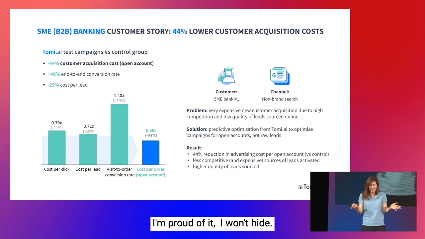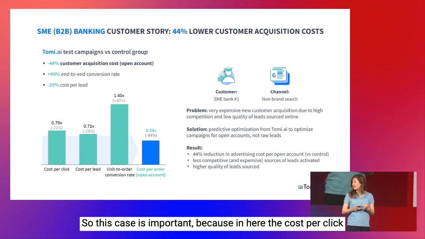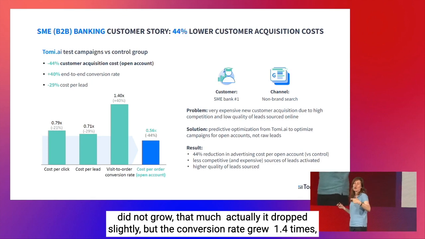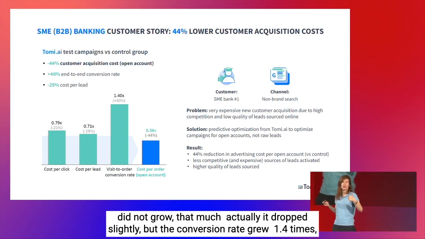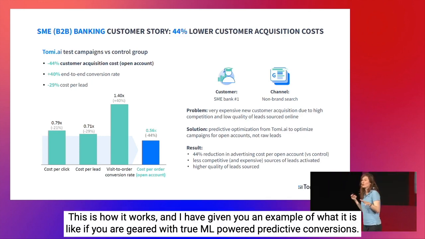It also works in banking, and here you can see it's a very rare case, and I'm proud of it. I won't hide. This case is important because here the cost per click did not grow that much, actually dropped slightly. But the conversion rate grew 1.4 times, and it allowed us to cut the customer acquisition cost twice. This is how it works.